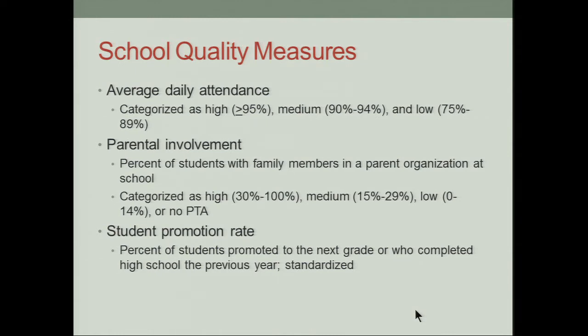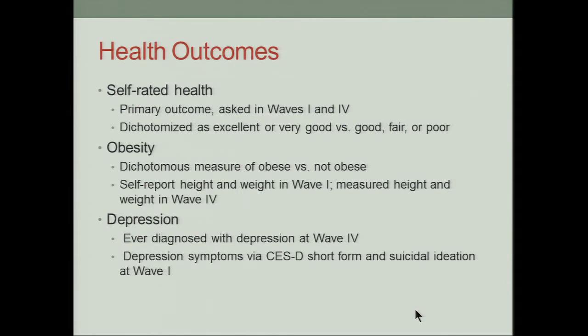For our health outcomes, we looked at general health, which we know to be a marker of morbidity and mortality, actually. We looked at obesity, and we looked at whether folks had ever been diagnosed with depression. And we were able to look at measures in each of these domains, both when folks were in adulthood, as well as when they took their first survey, when they were adolescents.